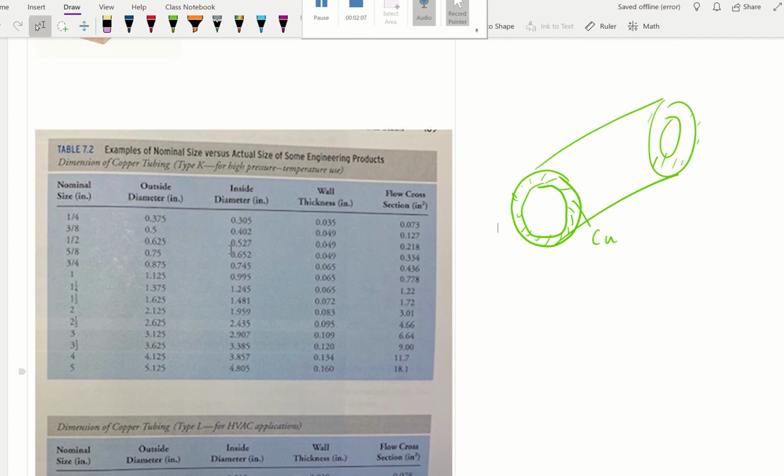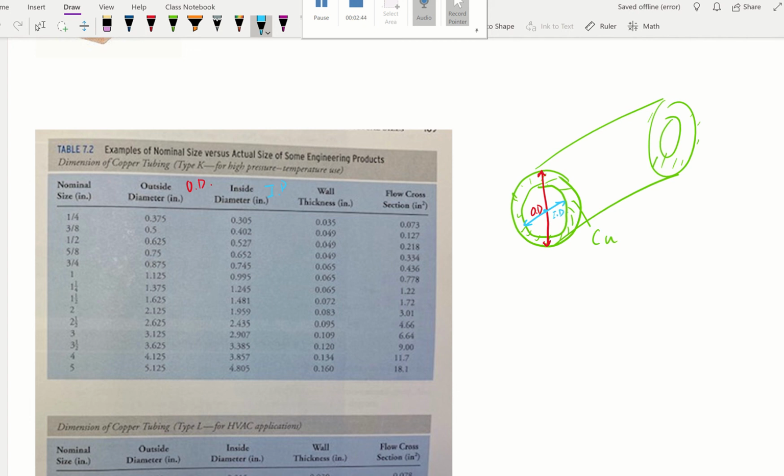It doesn't mean 0.25 as 1/4. The outside diameter, so I'm going to label this using a different color, the outside diameter, we call this OD. That's our OD. It's 0.375. The inside diameter, ID, is going to be right here. That's our ID. That's 0.305.